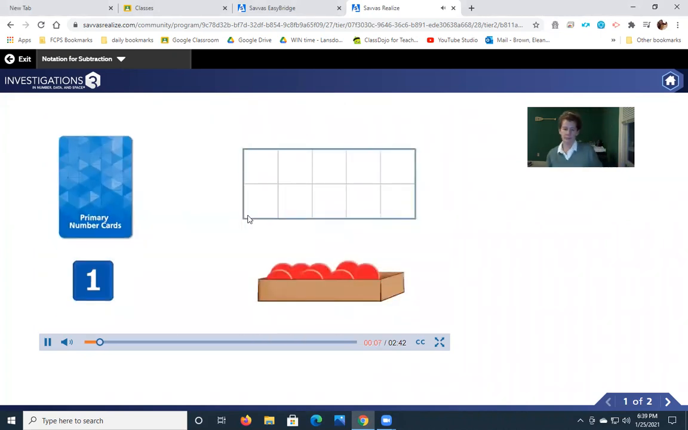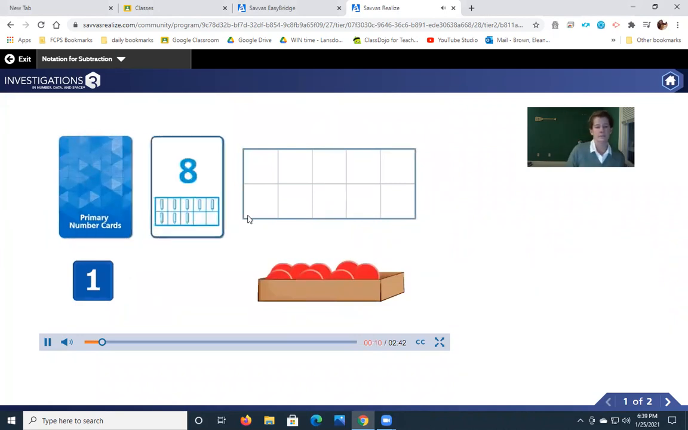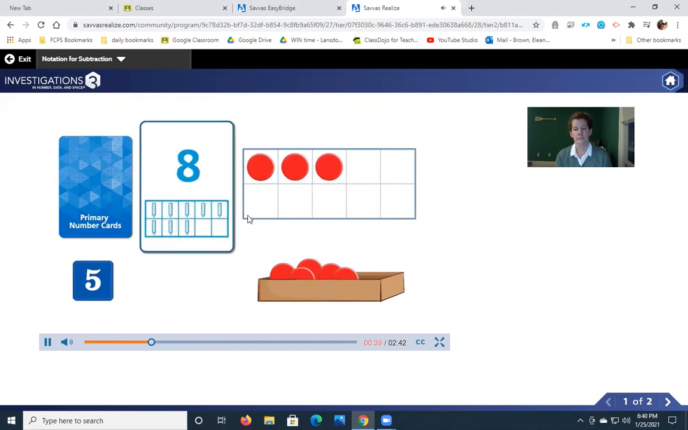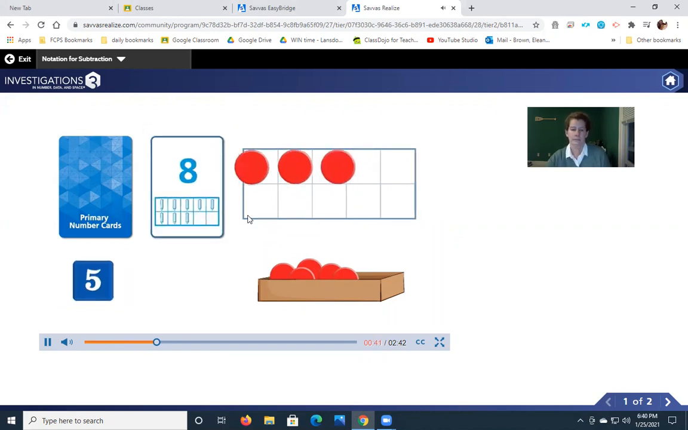I'm playing a game with cards and a number cube. I turned over an 8. I need to put 8 counters on the 10 frame. 1, 2, 3, 4, 5, 6, 7, 8. I rolled a 5. I have to remove 5 counters. 1, 2, 3, 4, 5. I took away, or subtracted, 5 counters. There are 3 counters left on the 10 frame. 1, 2, 3. 8 counters take away 5 counters leaves 3 counters.